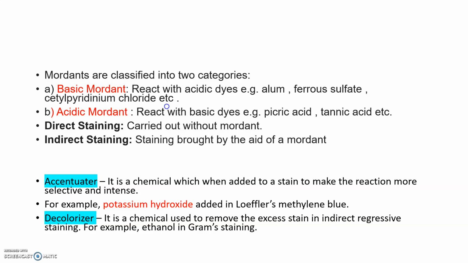Next is accentuator. So these are the chemicals which, when we are adding to the stain, make the reaction more selective and intense. Example, potassium hydroxide which we are adding in Loeffler's methylene blue. Another important requirement is decolorizer, the chemical used to remove excess stain in indirect regressive staining. For example, we are using ethanol in gram staining.